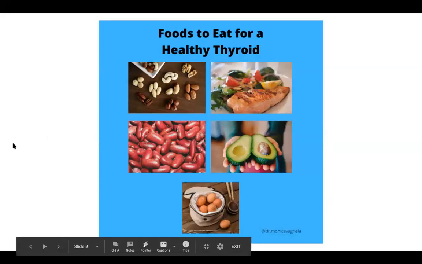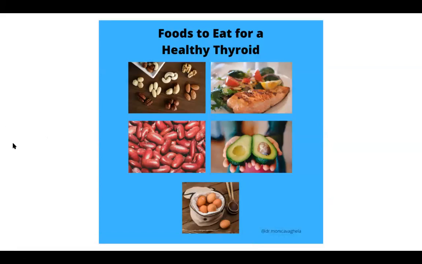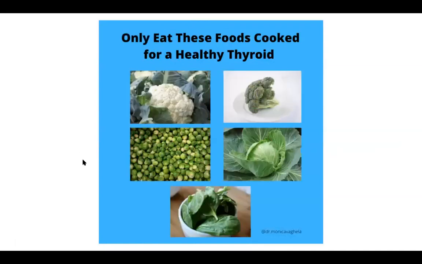And then I've just got an infographic picture here, foods to eat for a healthy thyroid. We've got nuts and seeds, kidney beans, some healthy salmon, avocados, eggs, and then just the opposite for the foods that you should only eat cooked: cauliflower, broccoli, Brussels sprouts, spinach, cabbage, those types of things, to only eat those foods if they've been cooked.